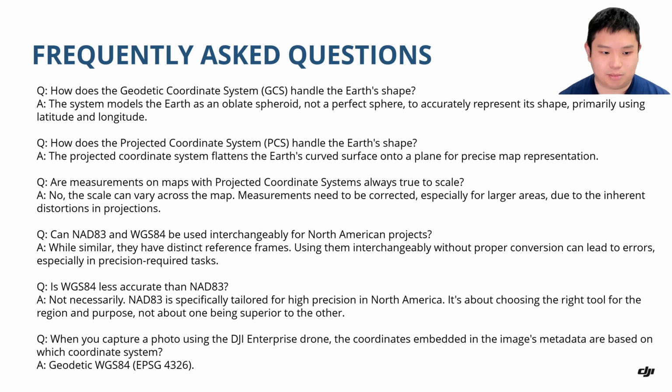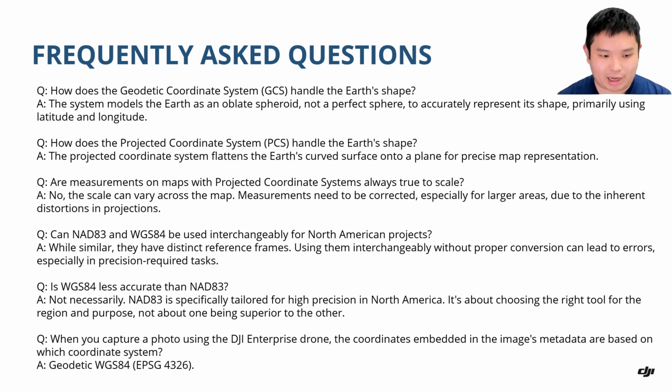Next question is, is WGS84 less accurate than NAD83? Not necessarily, because NAD83 is just a specific coordinate system that is more used in North America. But when you have a project, let's say in North America, using WGS84 to collect all the data, for such a purpose it's not going to change anything in terms of accuracy. So selecting WGS84 or NAD83 only depends on your project demand. We're just talking about two different geodetic coordinate systems, and neither is superior to the other.